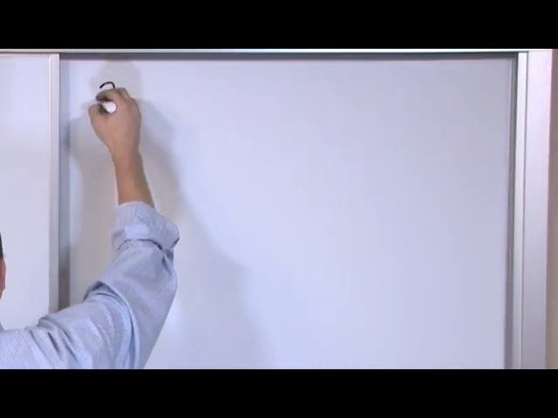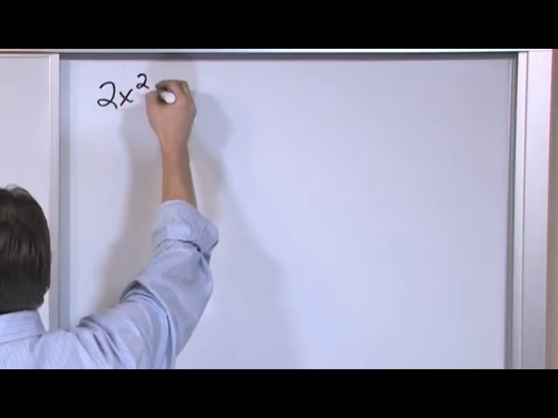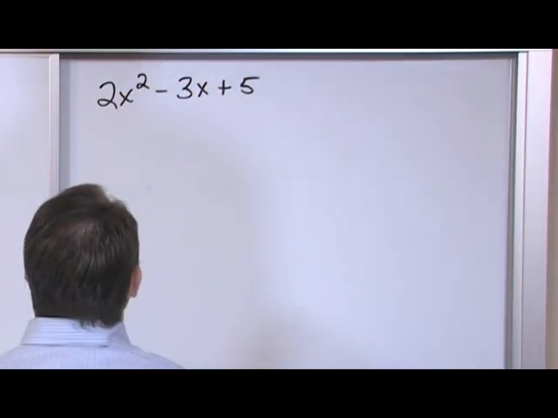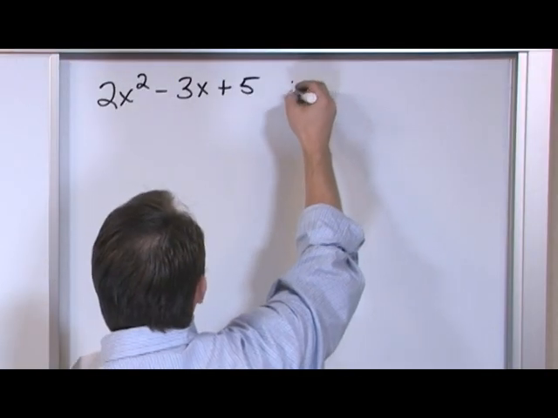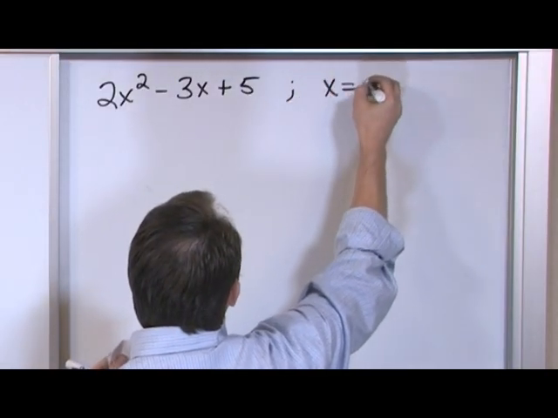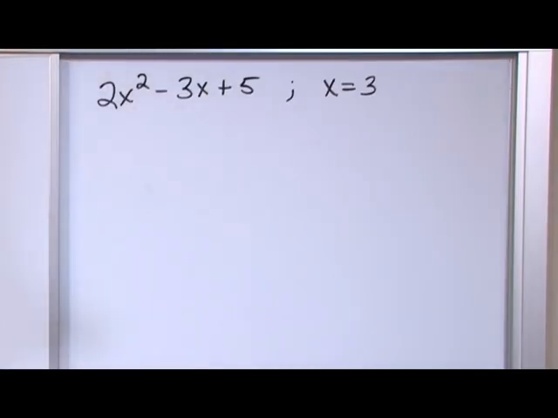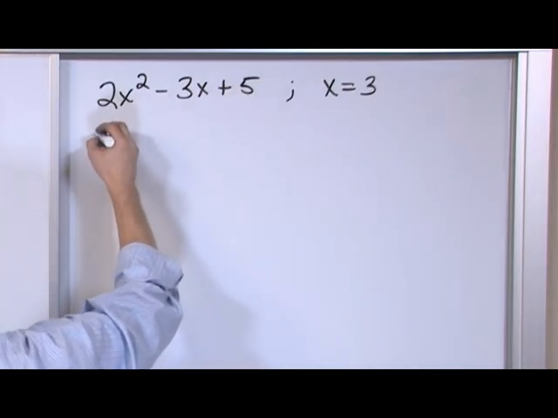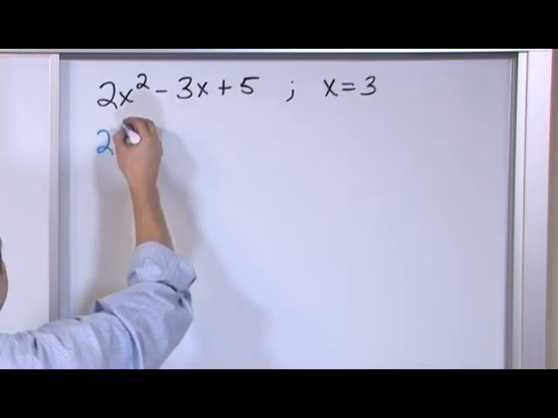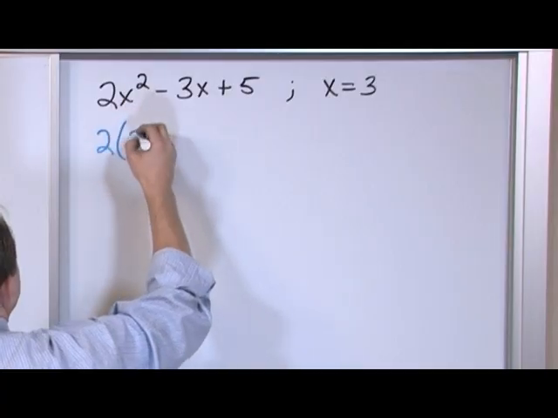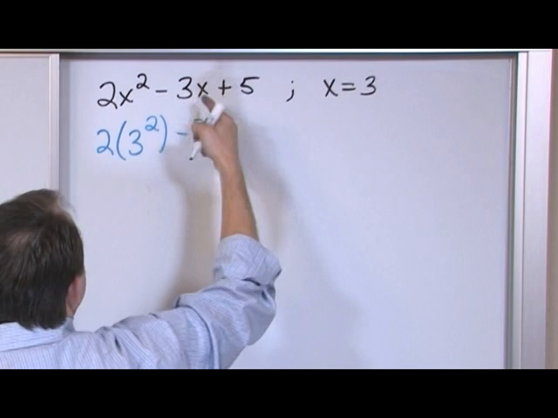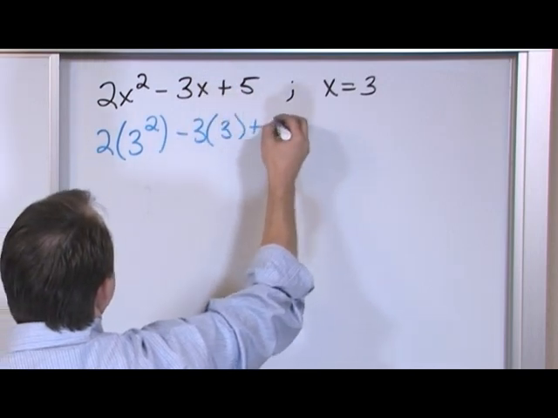Now what if we had 2 times x squared, minus 3 times x plus 5. So that's a nice long expression. We'll say x is equal to 3. But it's no different. It looks bigger, it looks uglier, but it's no different. We just take x and we put it in everywhere where we need to. So we have 2 times 3 squared minus 3 times 3 plus 5.